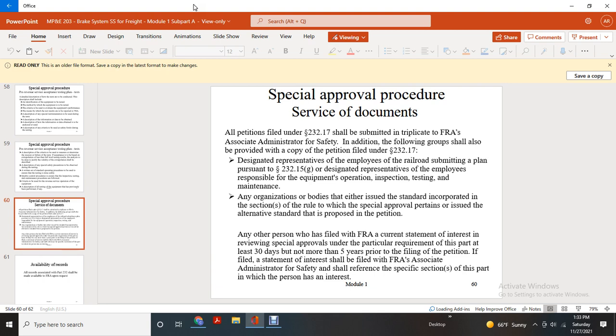Any other person who filed with the FRA a current statement of interest in the review of the special approval of the particular requirement of this part at least 30 days, no more than 5 years prior to the filing of the petition. If the statement of interest is filed with the FRA Associate Administrator for Safety, it shall reference the specific section of this part in which the person has interest.